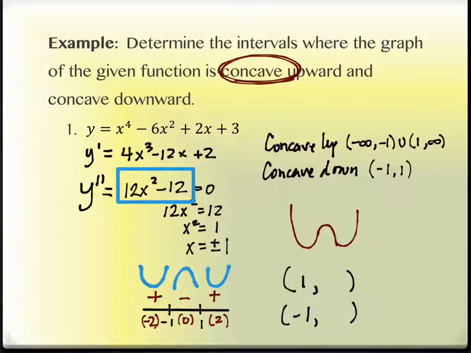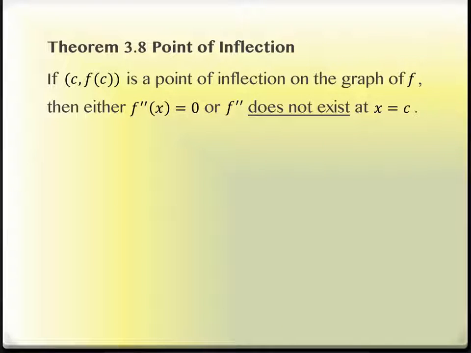Yeah. So that's exactly what this theorem says. The point of inflection will occur when the second derivative equals 0 or does not exist. We just didn't have that happen in our function, but it's certainly still a possibility.